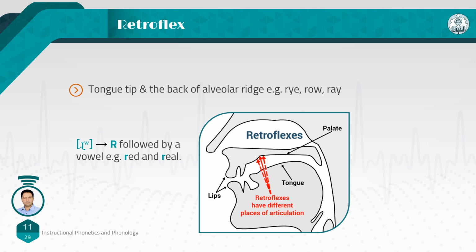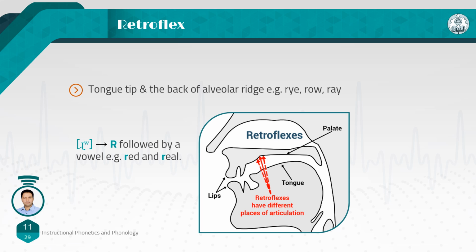For example, in words like rye, row, ray, when R is followed by a vowel, like in red or real, we show it by the symbol that you can see. It is something like an inverse R with a small w at the top. In fact, the distinctive feature of some retroflex consonants is that the tongue curls up slightly on itself when produced. Some speakers of Standard American English actually use a retroflex consonant.